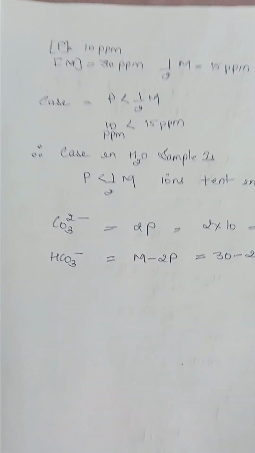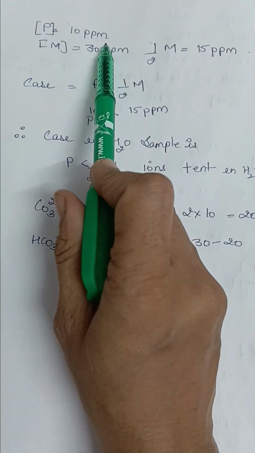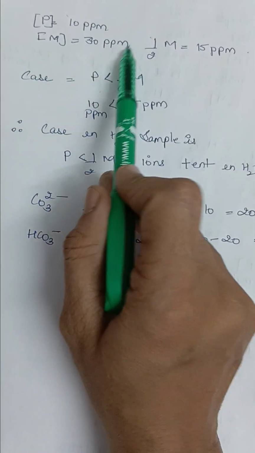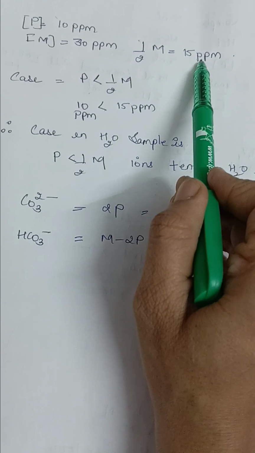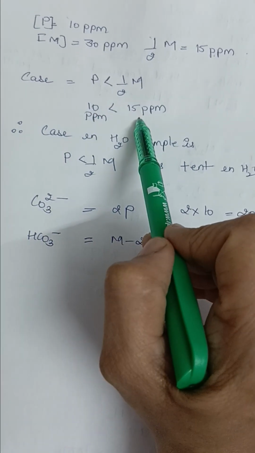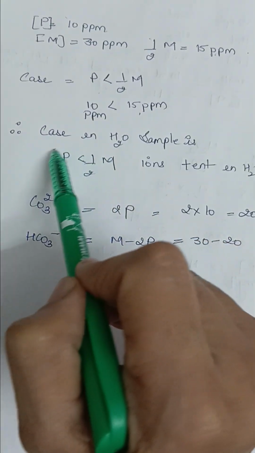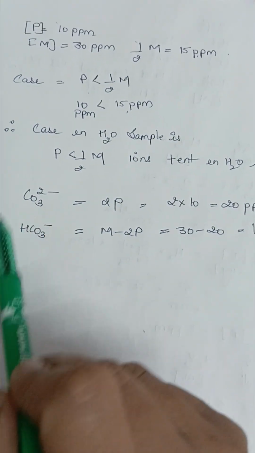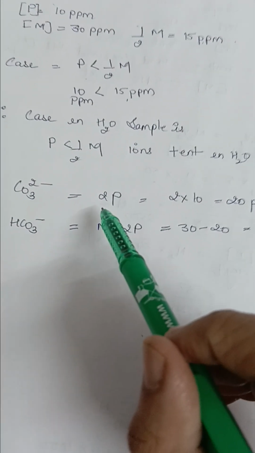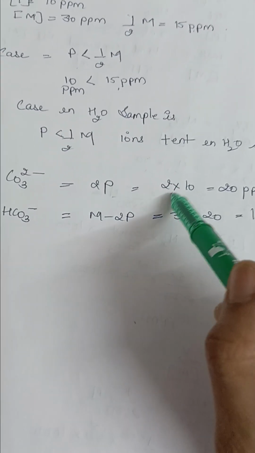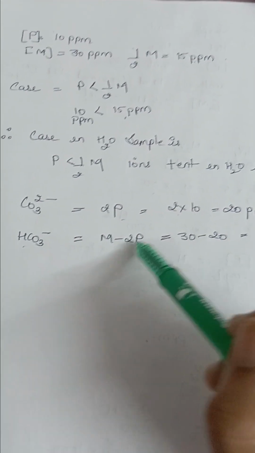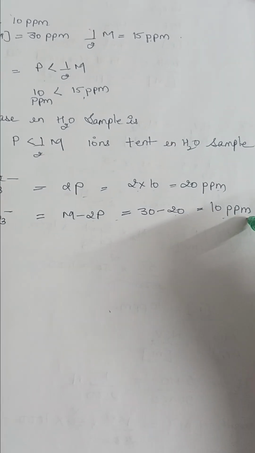So in this sample, we are getting two values, 10 ppm for P and 30 ppm for M. If we divide M by 2, it will be 15 ppm. Obviously 10 is less than 15 ppm. So the water sample is contaminated with carbonate ion and bicarbonate ion as per the tabulation. The concentration of carbonate ion will be 2P, which means 2 into 10, 20 ppm, and the bicarbonate ion will be M minus 2P, 30 minus 20, which is 10 ppm.